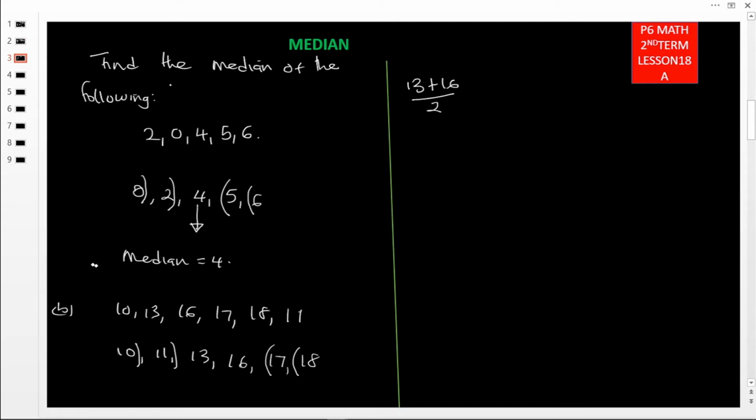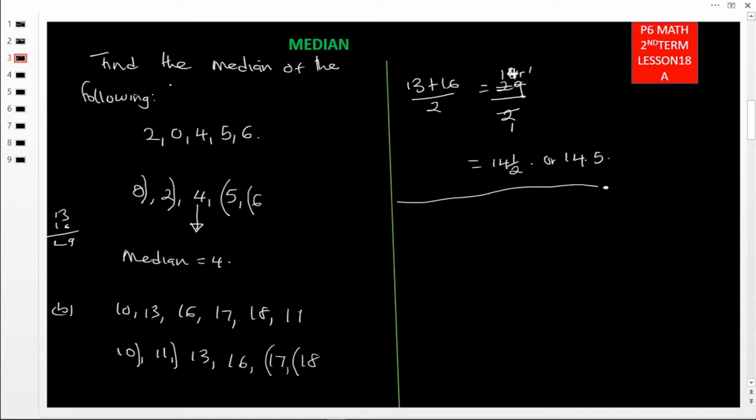So 13 plus 16. This is a 9, this is 29. So 29 divided by 2. How many 2's are in 2? 1. How many 2's are in 9? They are going to be 4 2's. Now 4 2's, that is 8, remainder 1. So which is going to be 14 and a half. So the middle number between 13 and 16 is 14 and a half, or you can say 14.5. So it is still the same.